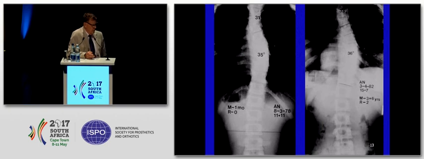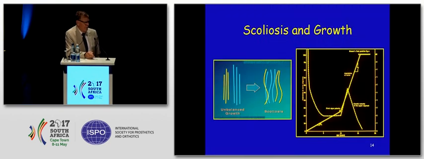followed for 3 years without treatment, progresses to 50 degrees. Another patient, similarly, at age 11 and a half, presents with a 35-degree curve, followed without treatment for 4 years, and the curve has not progressed. What's the difference between these two patients? Well, let's explore that some.